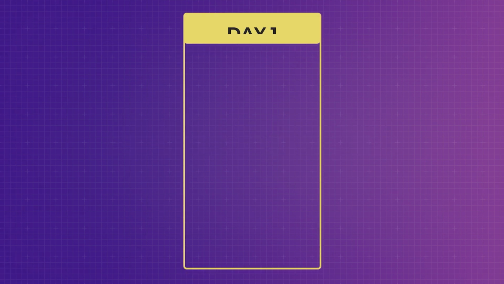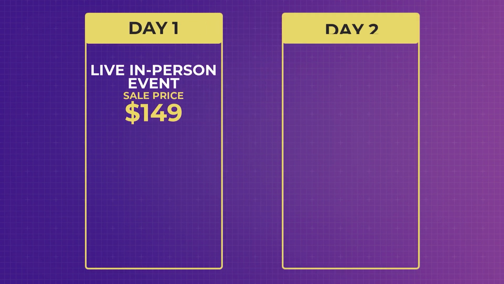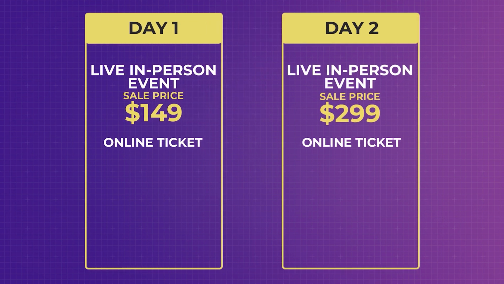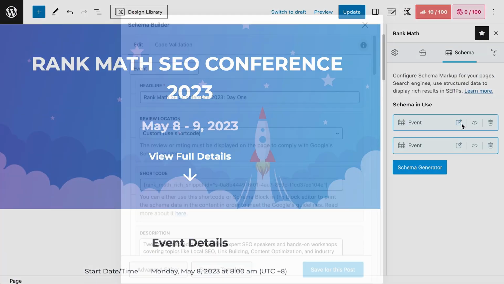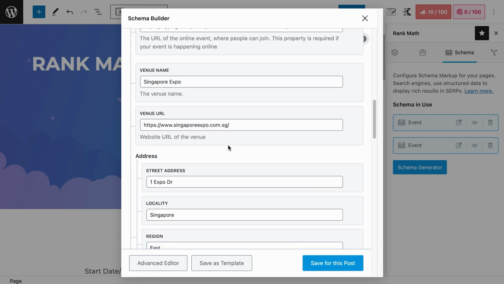For example, day 1 of our SEO conference costs $149 and day 2 costs $299. Both have online event tickets that cost $99 and $159 respectively. What should you do? Well, have one event schema for day 1 and include all the relevant information. If the venue for each day is different as well, the same method applies.